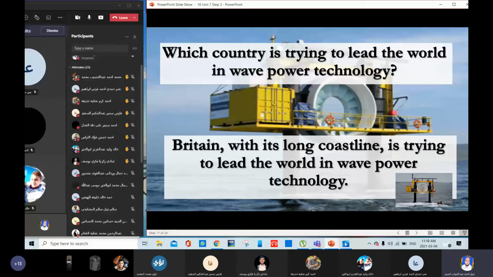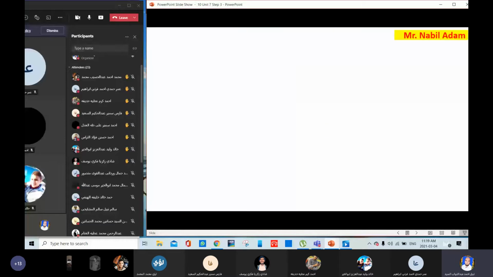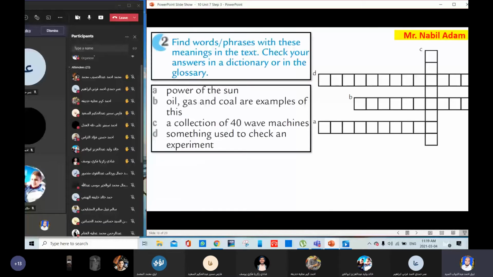So the UK, or the United Kingdom of Britain, is trying to lead the world in wave power technology because it has a long coastline. This is the answer. Okay, now let's have a simple exercise. Now, find words or phrases with these meanings in the text. You've got here meanings or definitions, and you are going to write one word in the crossword puzzle here.